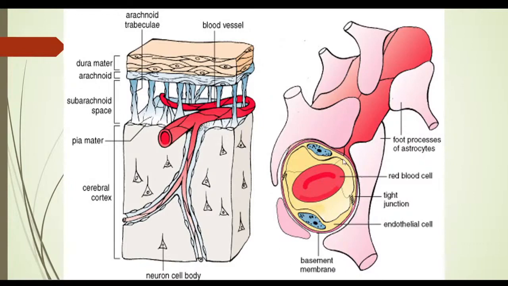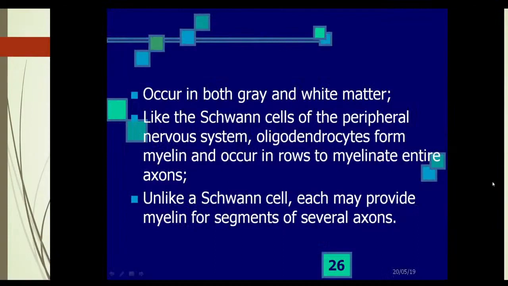The components start from the endothelial cells of the blood capillary, next the basal lamina, next the tight junctions between the capillary and the foot processes of astrocytes. Next is the cytoplasm of astrocytes, and after that we start the brain cells.